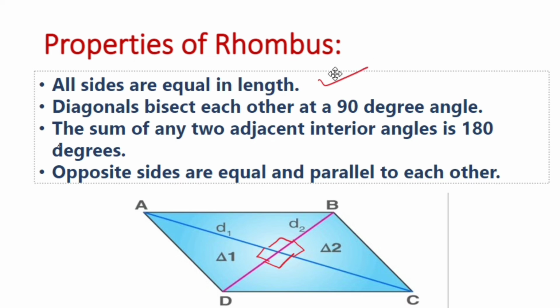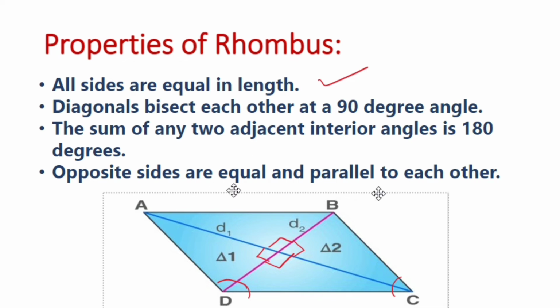As you know, the sum of any two adjacent interior angles is 180 degrees. That means you can say that this one and this one, right? Opposite sides are equal and parallel to each other. Very good. If all sides are equal, then it is very easy to say that opposite sides are equal and parallel to each other.